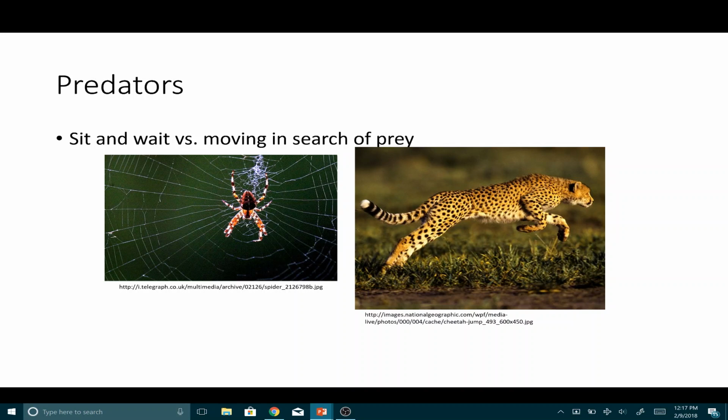It's not guaranteed that prey will come along at certain intervals of time. You may go a long period of time without a prey coming in contact with you, and so therefore you may go hungry.